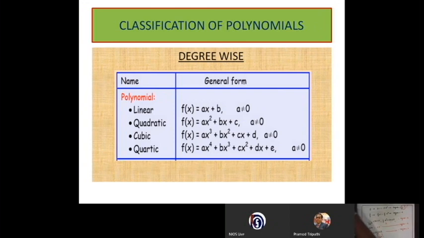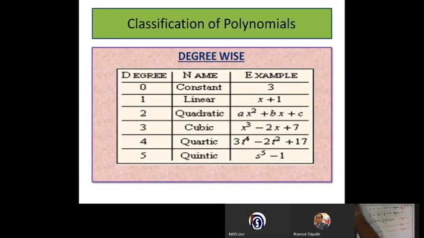Now we come to the degree wise classification of polynomial. You can see the example here on the screen. Zero degree, name constant polynomial. Example, it is given here, 3. In the second case, x plus 1, y plus 1, x plus y. There are so many examples of linear polynomial here.